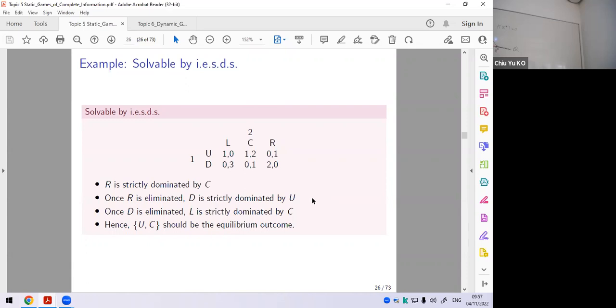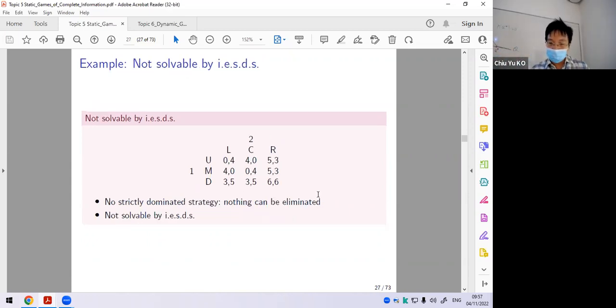Also, you can check this is the only Nash equilibrium. Later, we'll define the Nash equilibrium. You look at this: player 1 doesn't want to deviate, and player 2 also doesn't want to deviate. But we'll talk about Nash equilibrium later. That would be the outcome.